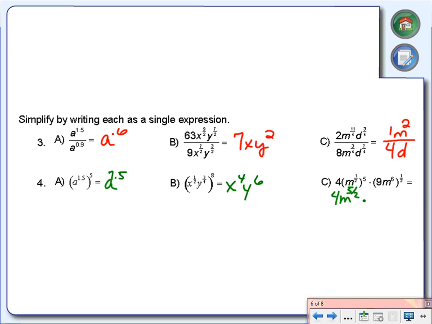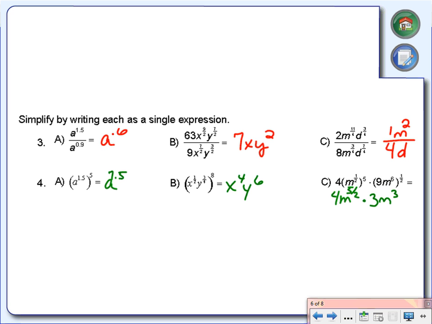So anybody know what 9 to the 1/2 power is? 3. Remember we said 1/2 power is the same thing as square root. Now look at the end. We're going to multiply the exponent. 6 times 1/2. What is 6 times 1/2? 3. We're almost done.